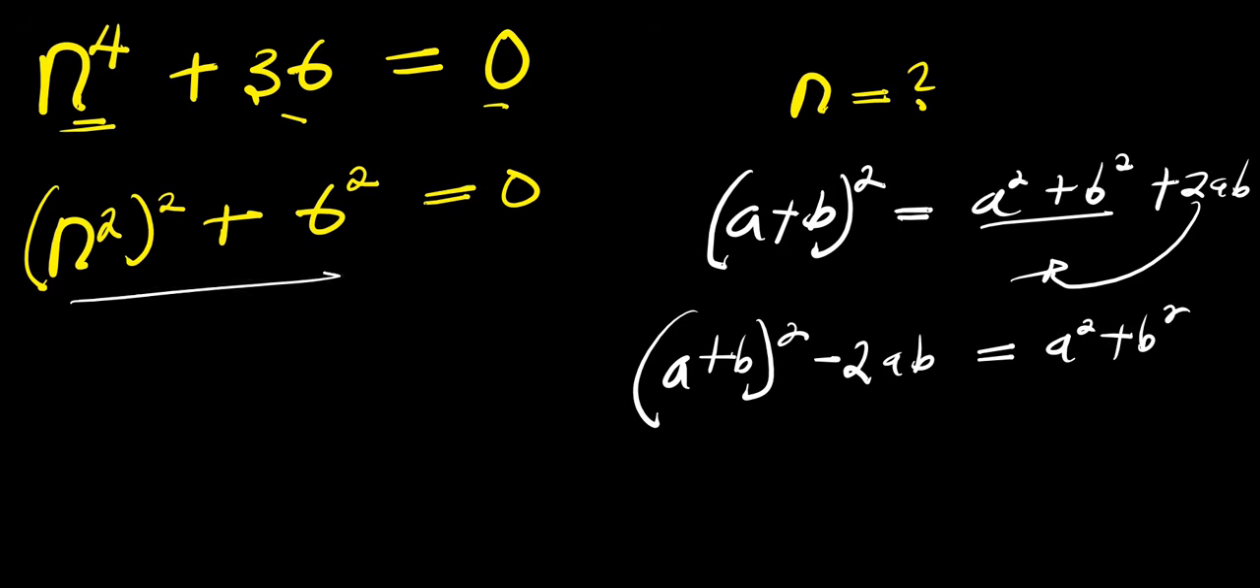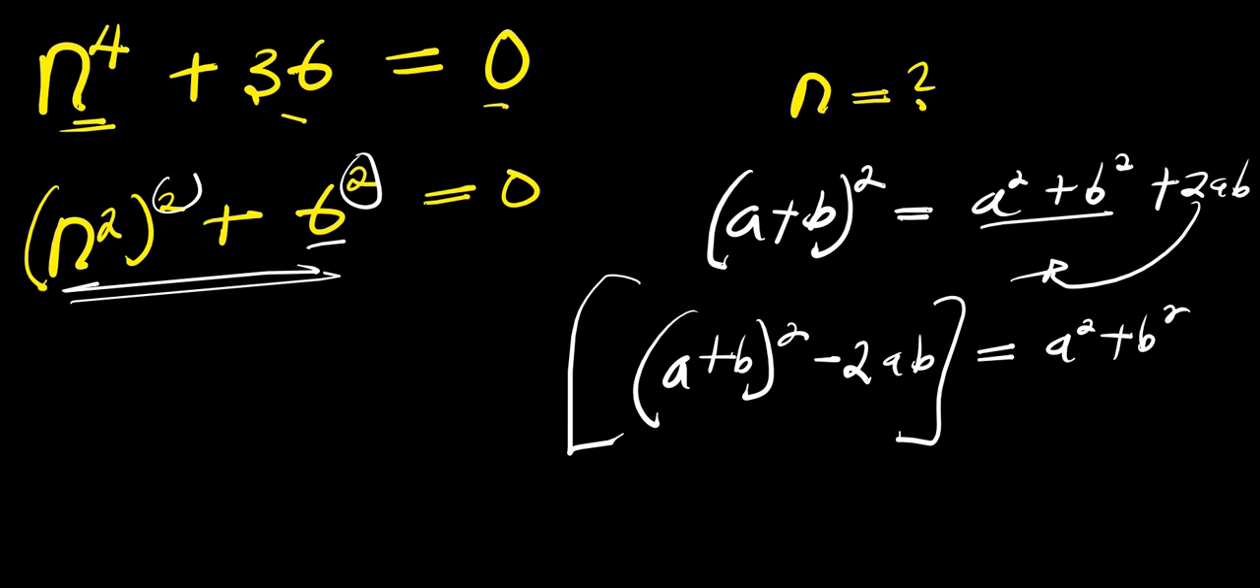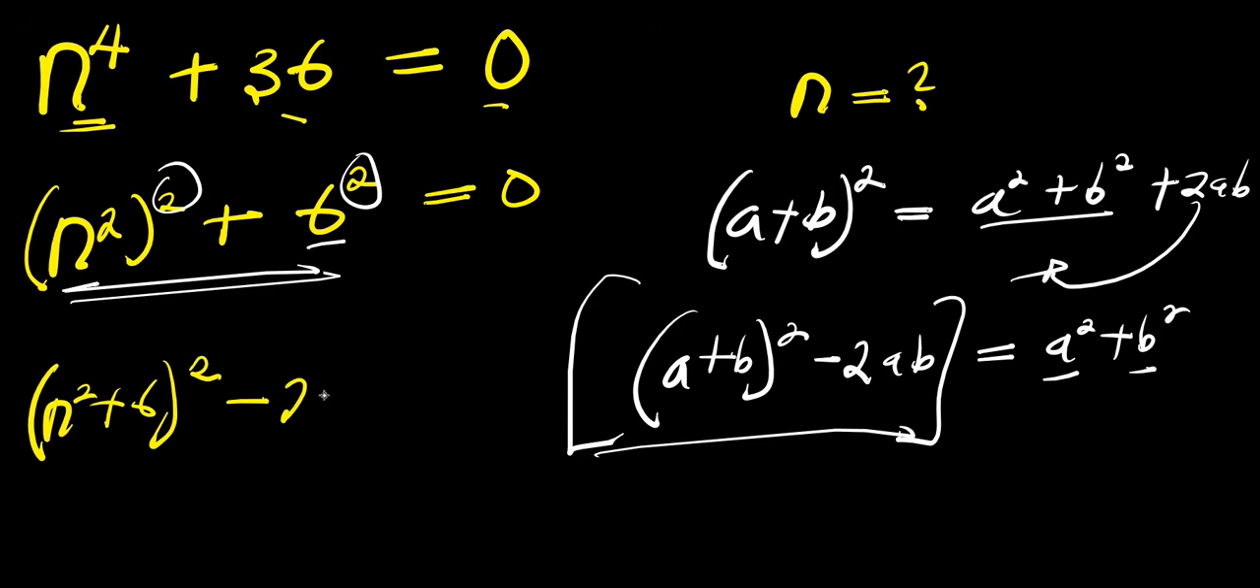So in this case, my a is n^2 and my b is 6. I can make use of this to express this, because this is in the form of a squared plus b squared. So let's apply this. Our a is n squared, b is 6. That means we are going to have (a plus b) squared, that means (n squared plus 6)^2 minus 2 times n squared times 6 equals 0. That means we have expressed this using this identity.